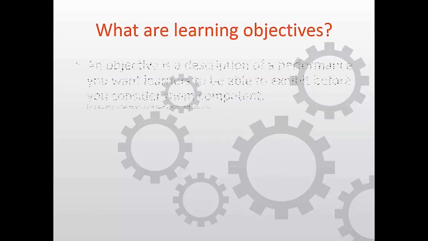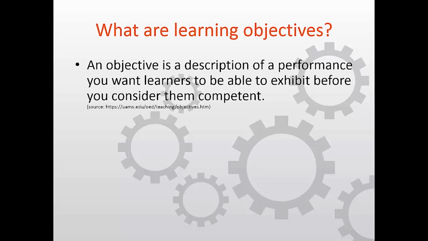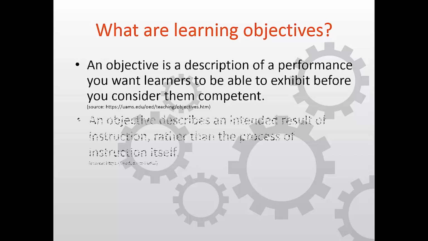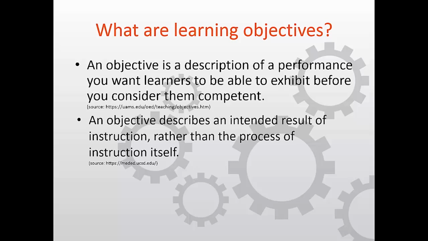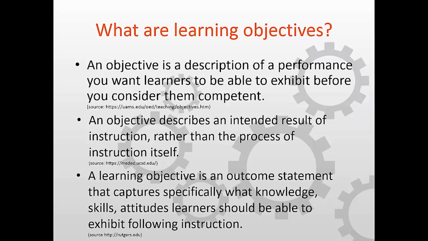What are learning objectives? An objective is a description of a performance you want learners to be able to exhibit before you consider them competent. It also describes an intended result of instruction rather than the process of instruction itself. And thirdly, a learning objective is an outcome statement that captures specifically what knowledge, skills, and attitudes learners should be able to exhibit following instruction.